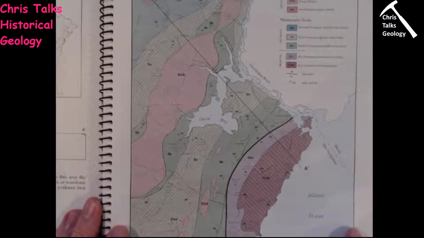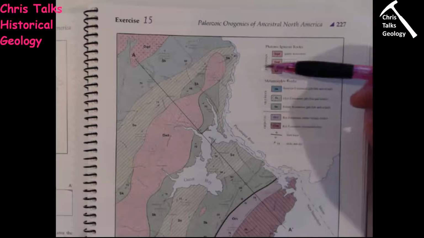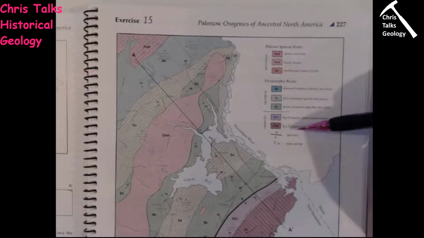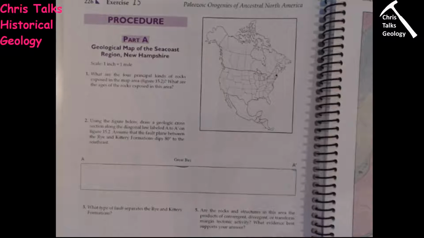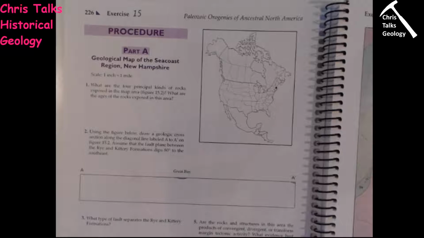Very, very simple map. And you can see in the top right we have ourselves a key. Obviously we have the ages of the rock here. We have the rock colours and rock codes here, and we have the descriptions of the rocks here. So I think part 1 pretty much answers itself with very little effort. So what about part 2? So using the figure below, draw a graphic cross section, I'm sure your heart just sank, along the diagonal line labelled A to A prime on figure 15.2.